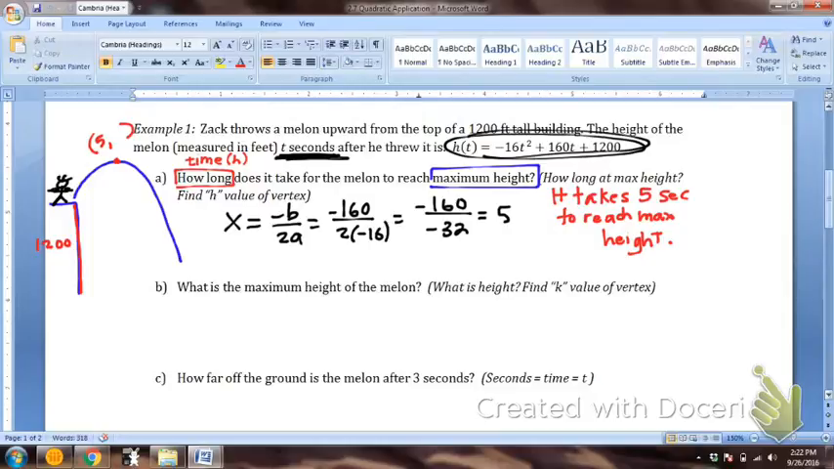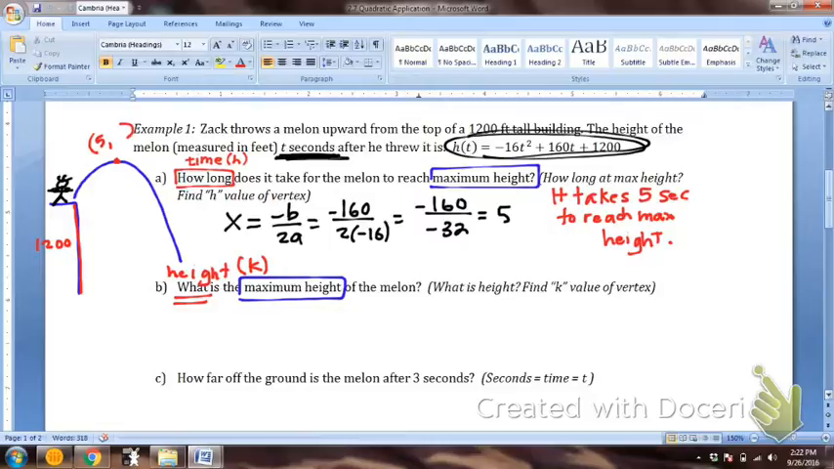Okay, letter B says, what is the maximum height? So again, I see the words maximum height, but this time it's asking me what is the maximum height. So it's actually asking me for the height, which is the k value. If we know h from the previous problem, how do we find the k value of our vertex? Plug it back into your problem, right? Do you guys remember this when we were graphing parabolas? You found the first x coordinate and then you plugged it back in? This is the same concept here.